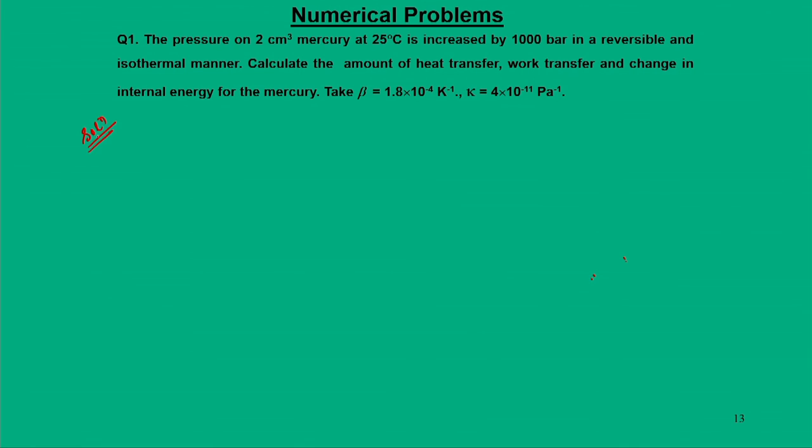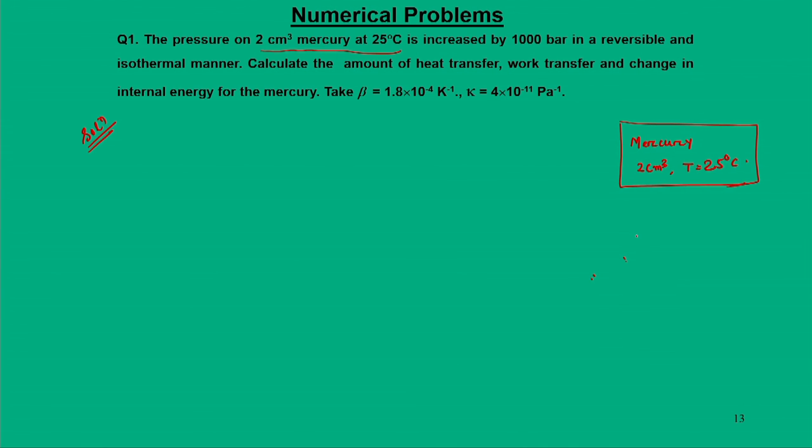So, we have the problem that is given. We have 2 centimeter cube mercury which is available to us at 25 degree centigrade. So, you have this mercury in a container and its volume is 2 centimeter cube and its temperature is 25 degree centigrade.